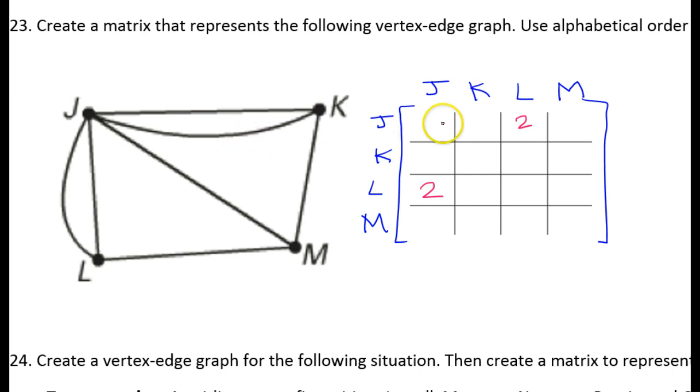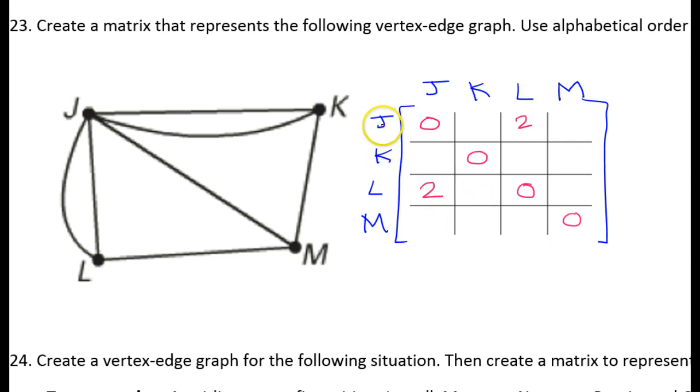Okay, now, a vertex cannot have a connection with itself, so these entries along the diagonal will all be 0, because this would represent a connection between vertex K and vertex K, L to L, M to M. No such thing.